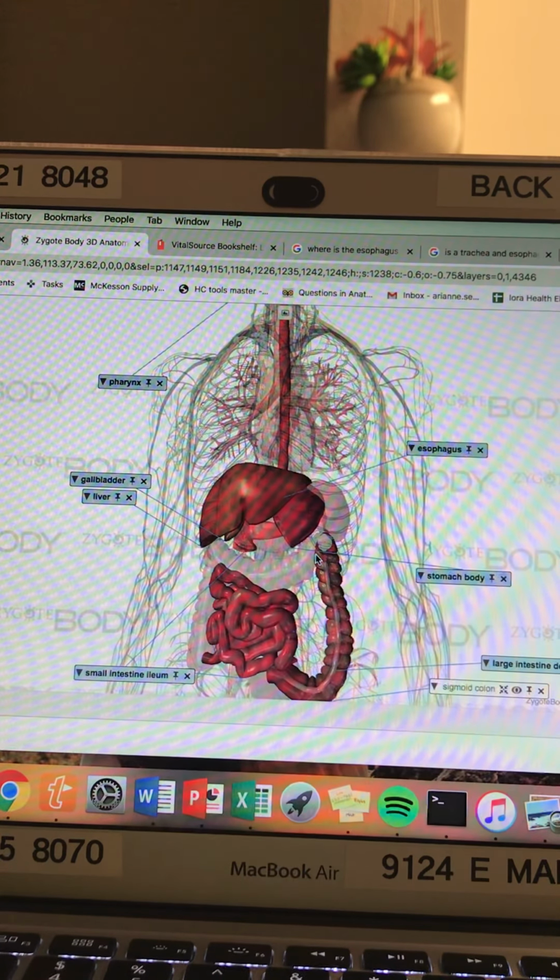The large intestine also houses numerous bacteria that perform important functions like synthesizing vitamins. And then the large intestine meets the rectum, where defecation is performed.